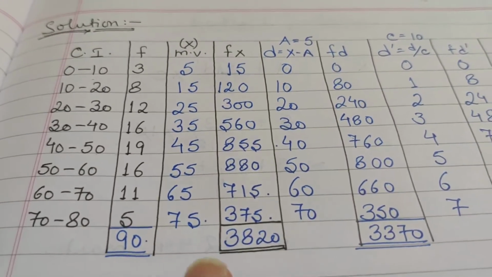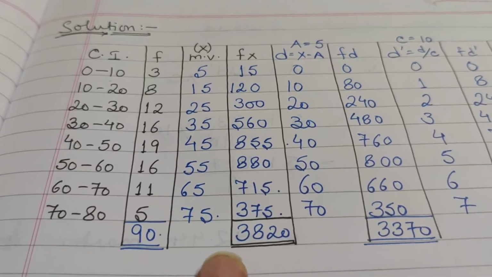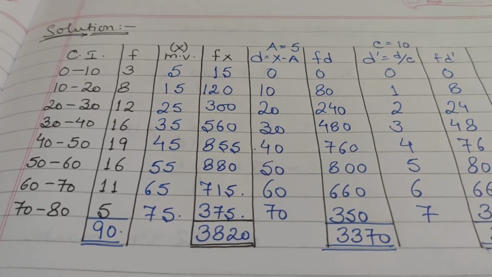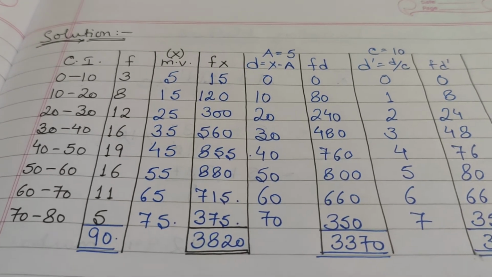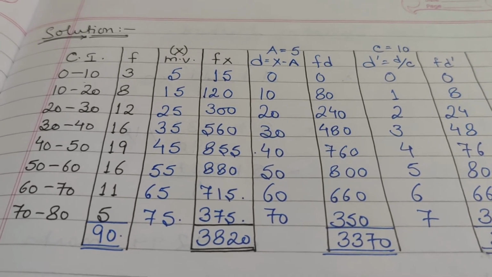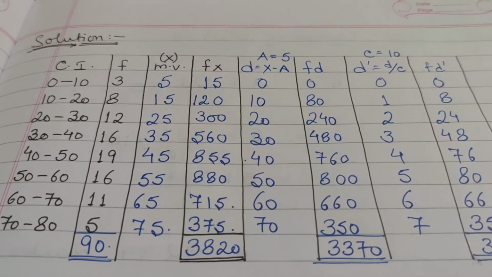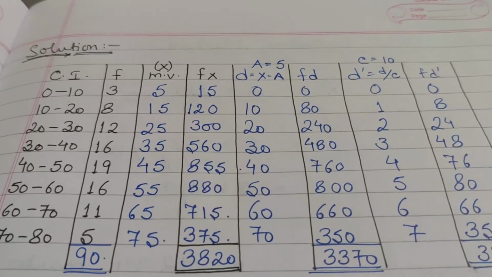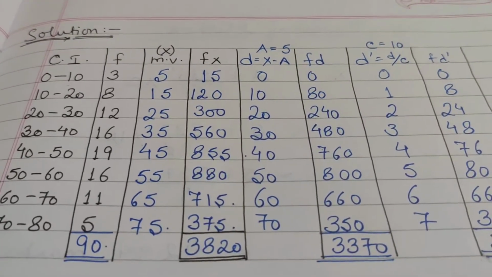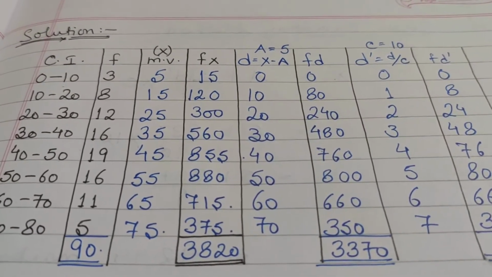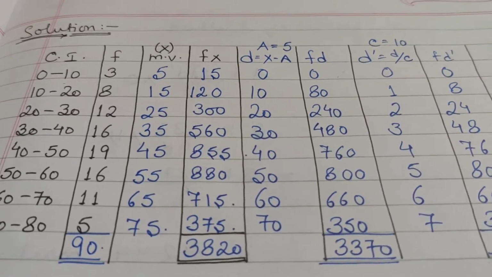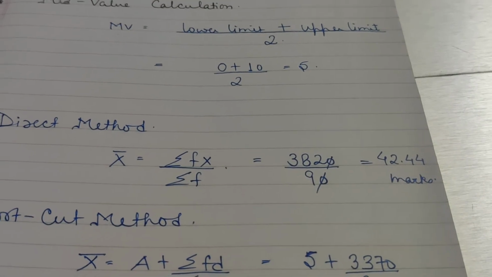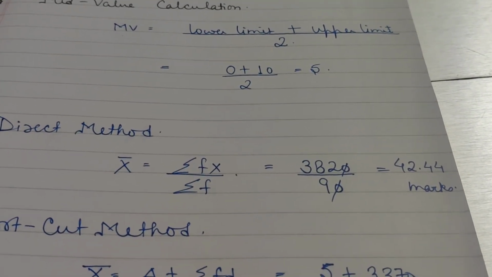And similarly in these two cases. Then the formulas will remain the same. The first method is your direct method, where x bar is equal to sigma fx upon sigma f. So we find the product of f and x. 3 5s are 15, 8 15s are 120, 12 25s are 300 and so on. Then we calculate the sum of fx and the sum of f. We substitute the values like this and we get the final answer.